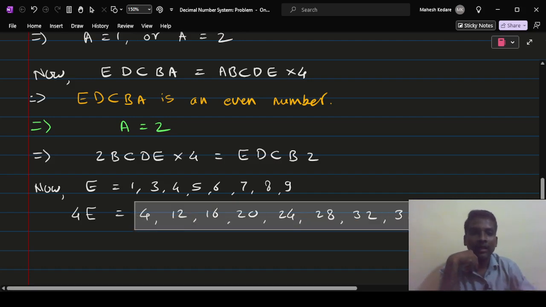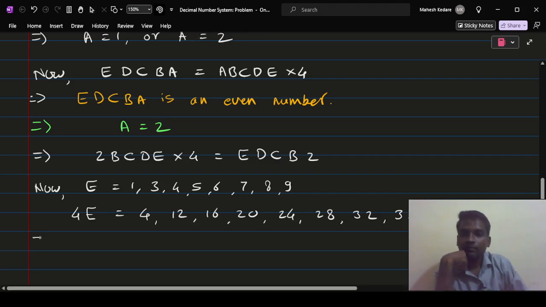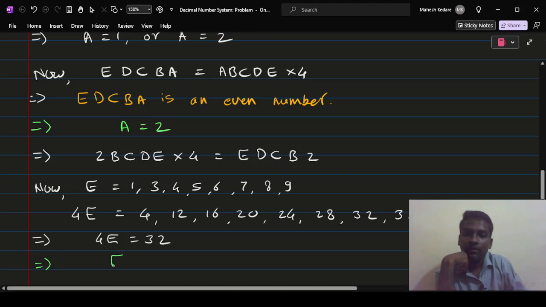Out of these values, only the value 32 has 2 in the unit place. And to obtain 2 in the unit place of the resulting number, the value of E must be 8, because when we multiply 8 by 4, we get 32 and it leaves 2 in the unit place of the resulting number. So for E, this means the result of multiplying E by 4 must be 32, so that the value of E is 8.